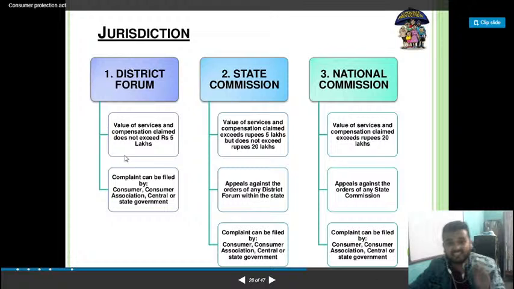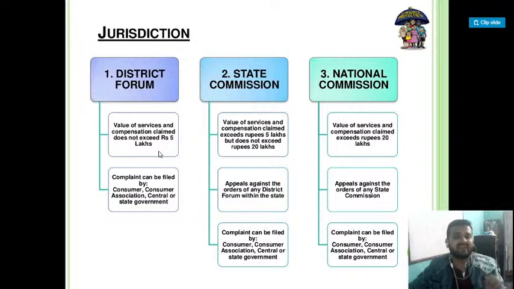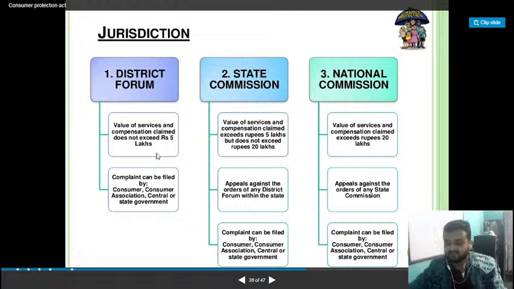The compensation amount, the claimed amount, should not be more than 5 lakh. Okay, it should be less than 5 lakh. If it is 5 lakh or less than 5 lakh, then you can file a complaint with the district forum. So this is very important. Different amounts are required for filing a complaint. This will come in value-added questions.